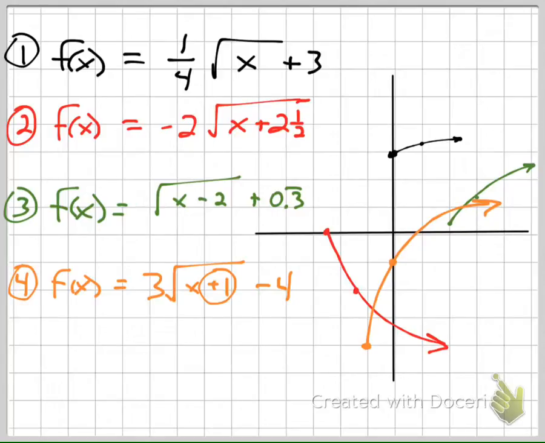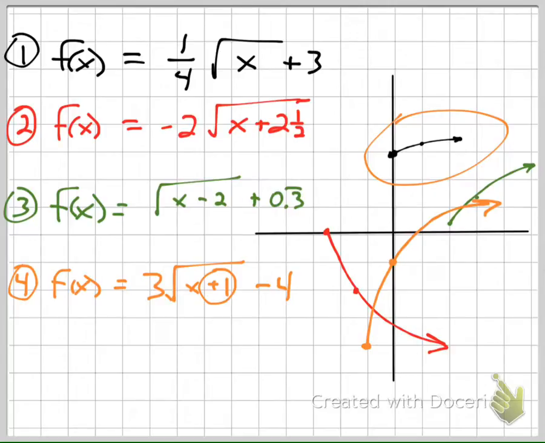Now, domain and range. Let's do this one very quickly. What is the domain for the black one up there? What's the domain? You'd say that the domain is x is greater than or equal to 0, right? Because domain is all the numbers x can be, right? So greater than or equal to 0 because it goes to the right, right? What would the range be?